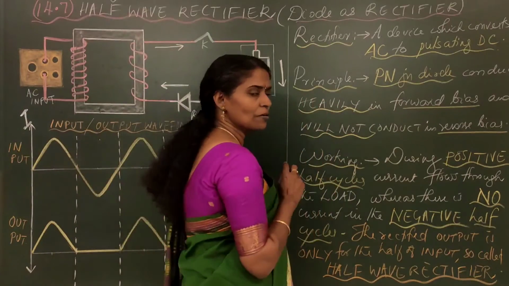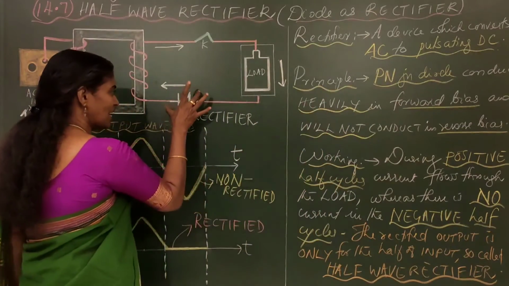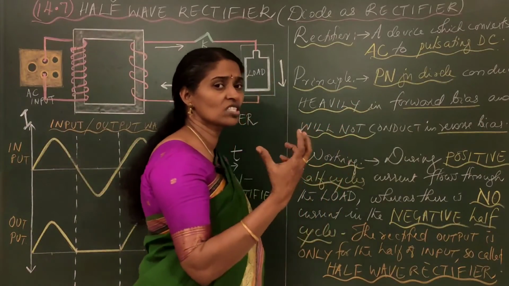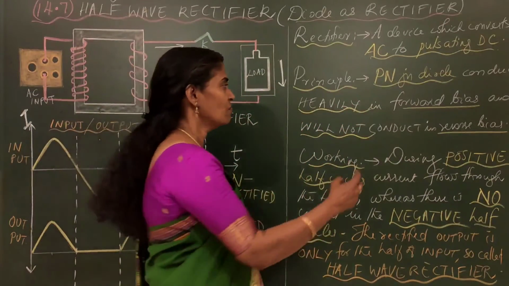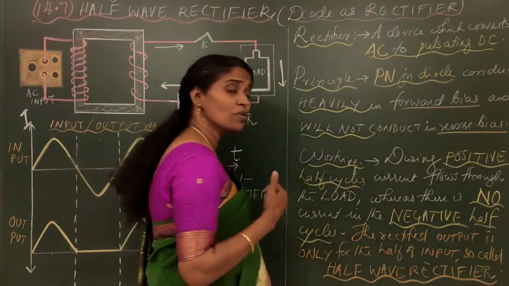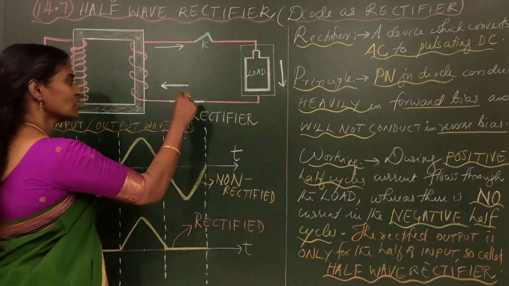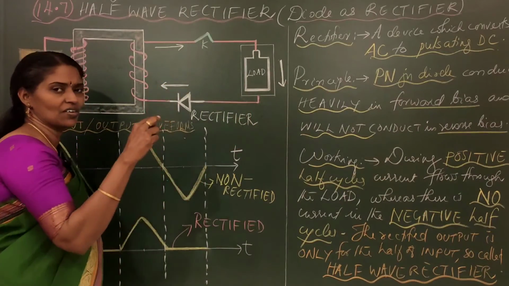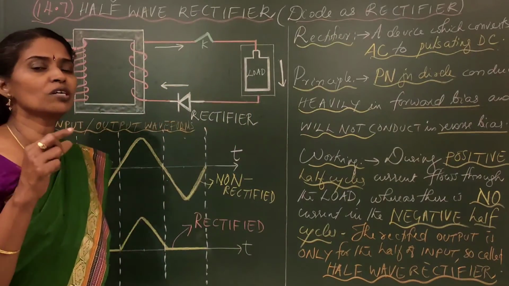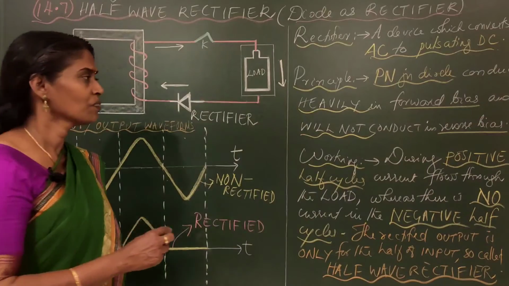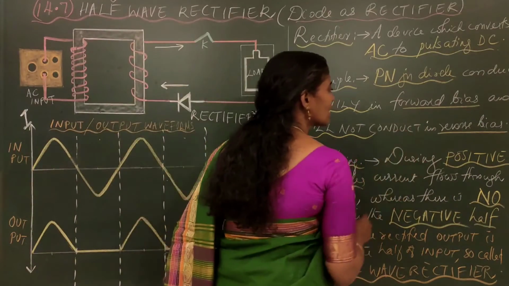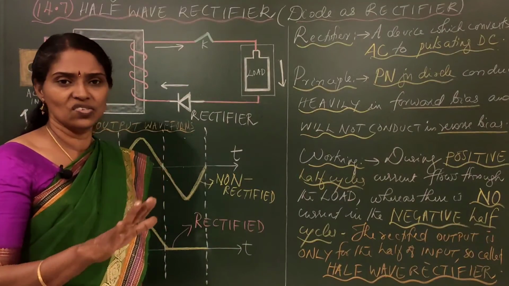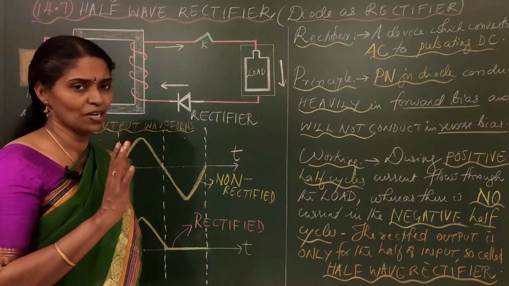Now what's the principle? A PN junction diode conducts heavily, meaning the resistance is very, very low when it is forward biased. What do you mean by forward biased? The positive of the diode is connected to the positive of the battery, negative to negative. That is known as forward biasing. Clear? And it will not conduct in reverse bias. If it is in the reverse direction, it doesn't conduct. That's the principle used here.